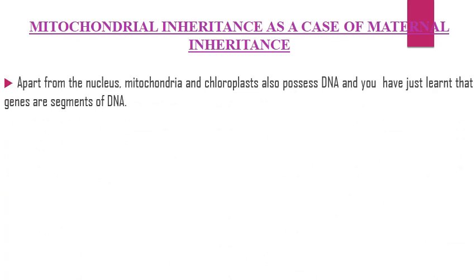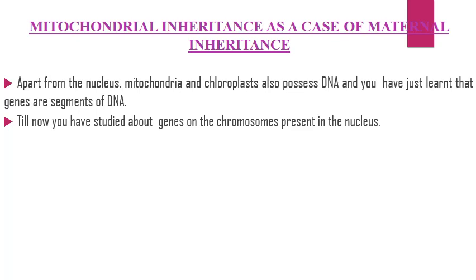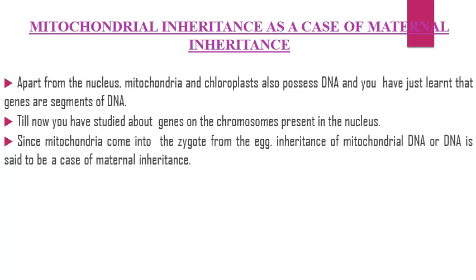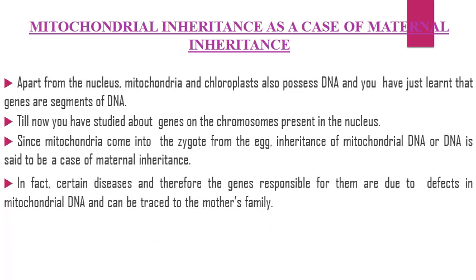Mitochondrial inheritance as a case of maternal inheritance. Apart from the nucleus, mitochondria and chloroplasts also possess DNA, and you have just learned that genes are segments of DNA. Till now you have studied genes on the chromosomes present in the nucleus. Since mitochondria come into the zygote from the egg, inheritance of mitochondrial DNA is said to be a case of maternal inheritance. In fact, certain diseases, and therefore the genes responsible for them, are due to defects in mitochondrial DNA and can be traced in a family.